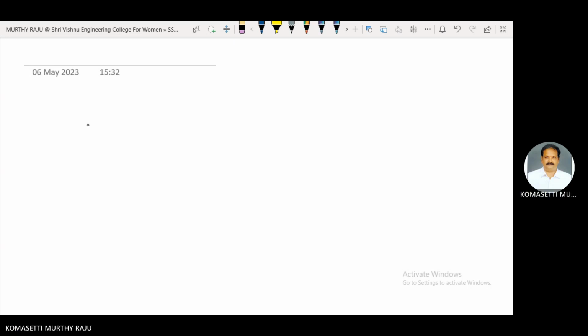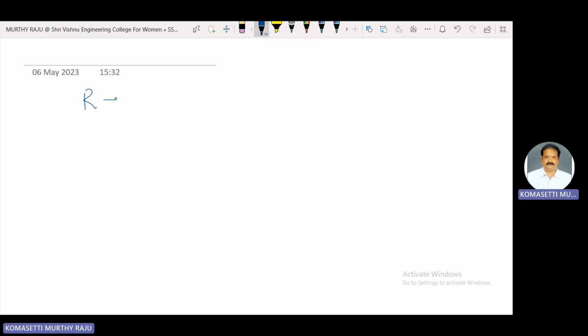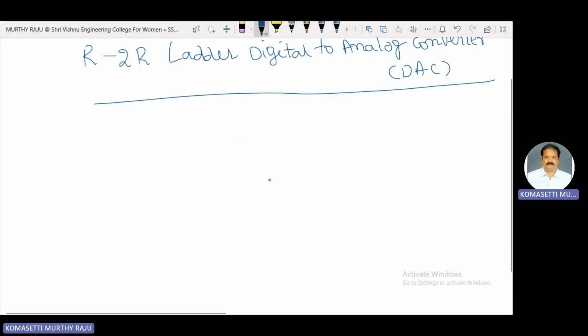In this video, the topic is the R-2R ladder DAC, digital to analog converter. R-2R ladder digital to analog converter. This is DAC. Diagram is here.